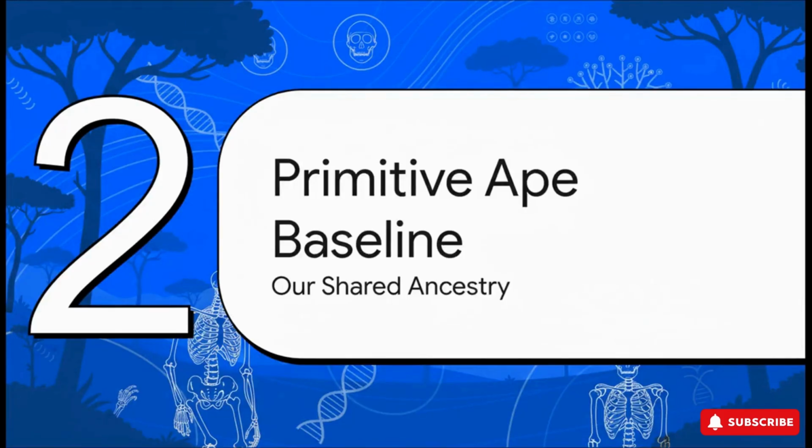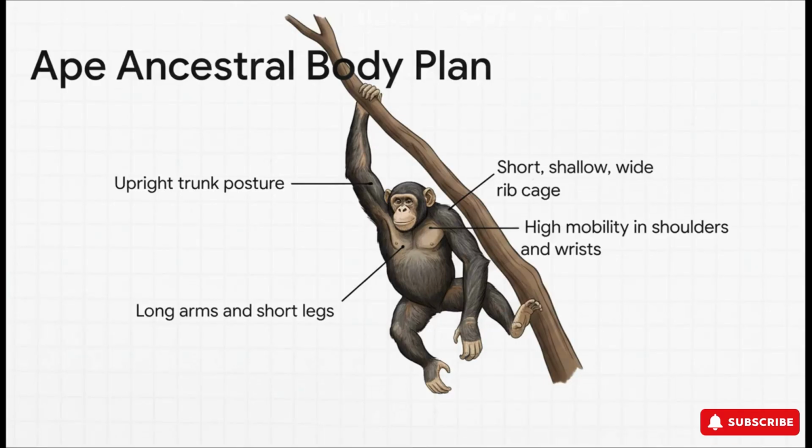Now, before our lineage took its own unique path, our ancestors shared a common body plan with all the other great apes. To really appreciate the massive changes that made us hominins, we first have to understand this anatomical starting point, our primitive baseline. So this is the blueprint we inherited. It's a body perfectly engineered for a life up in the trees. Think about it, an upright trunk, a wide rib cage, and these shoulders and wrists with an incredible range of motion. That's the suspensory hanging adaptation in action. The long arms were for reaching out to the next branch, and the long curved bones in the hands and feet were for getting a solid grip.